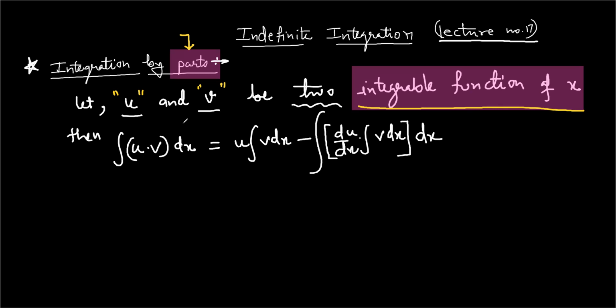So when u and v are integrable functions of x, then integral uv dx. Now see, this is the function which we want to integrate. We want to integrate the product of u and v. So this is my integrand. What is the integrand? The integrand is u into v dx. I want to integrate the product of uv. The integration of the product uv is given by a formula this way. When you are integrating a function which is a product of two functions, you integrate it like this.